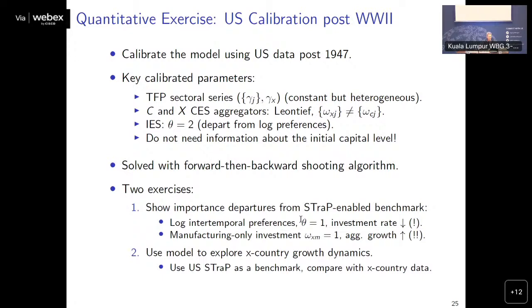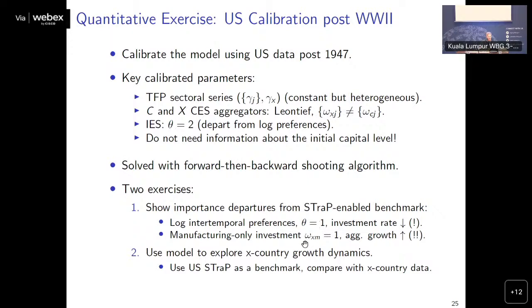I'm going to show you that moving away from the knife edge assumptions is important. If we move away from theta equals 1 and put the value that we really think, like theta equals 2, that's what we usually put in the model, we're going to find that the direction of the investment rate, how the investment rate changes over time, qualitatively changes the actual movement, the direction.